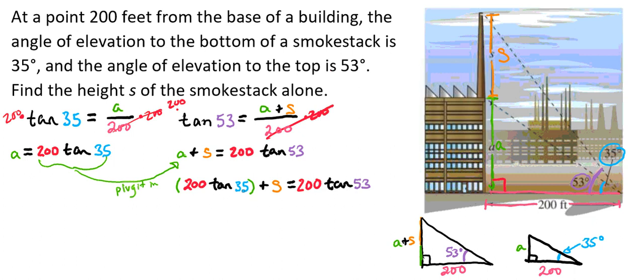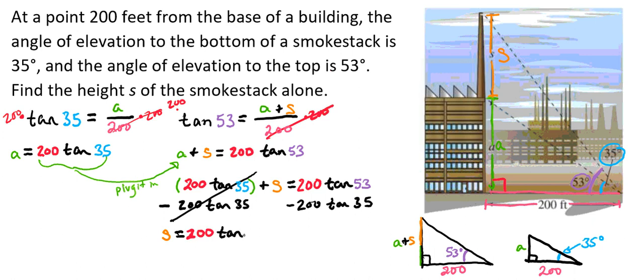Now we want to try and get the S by itself. So we are going to subtract the 200 times the tangent of 35 from both sides. So that allows us to cancel that out. So we get that S equals 200 times the tangent of 53 minus 200 times the tangent of 35.